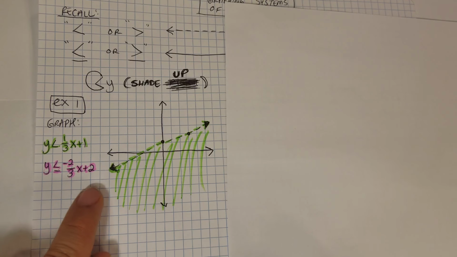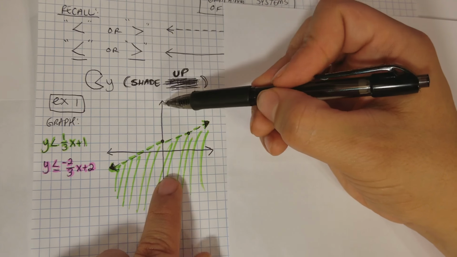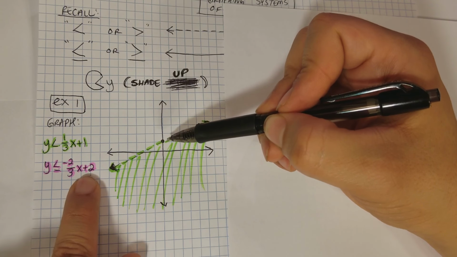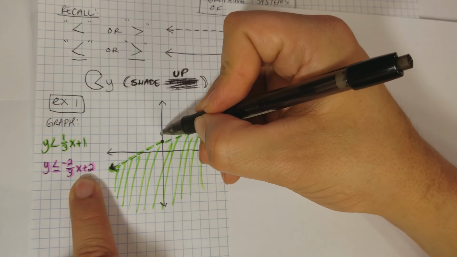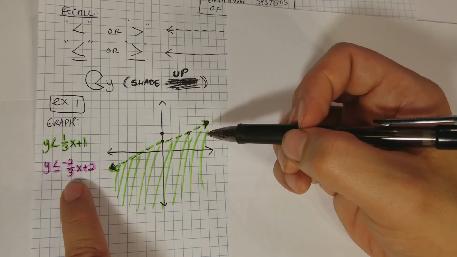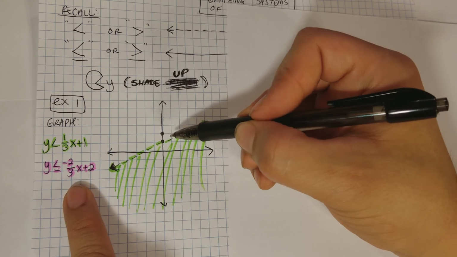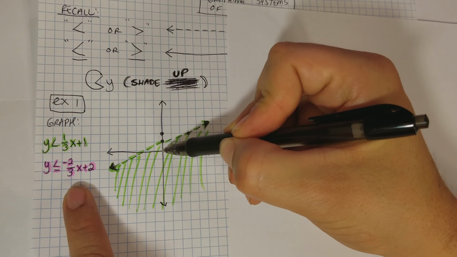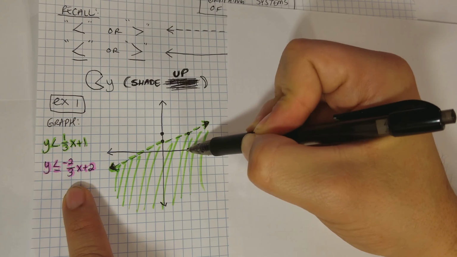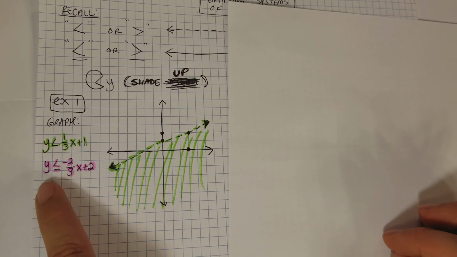So for the pink one, we're going to start at positive 2 on the y-axis. Always, with the one without the variable, we start at positive 2. Then we're going to go down 2 over 3 because the slope is negative 2 over 3. So starting here, we go down 2 spaces, to the right 1, 2, 3. Let's make another dot. And then we're going to connect the dots.